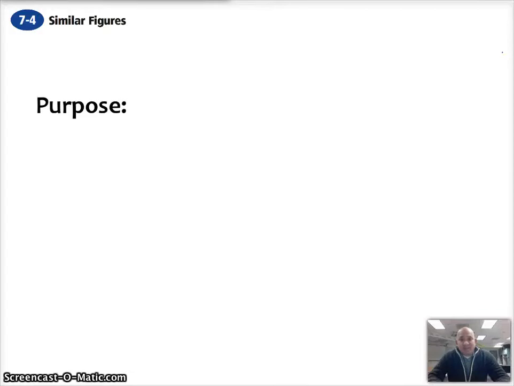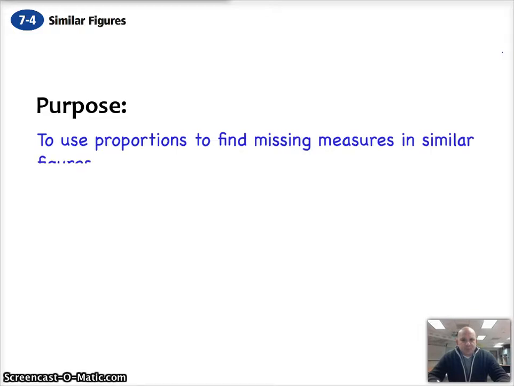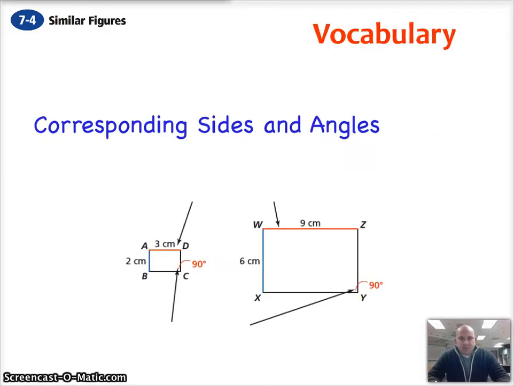Hi class, today's lesson is lesson 7-4 in our unit on proportions. Today's purpose is to use proportions to find missing measures in similar figures. We're going to look at a little bit of geometry over the next couple lessons and deal with proportions in the context of geometry. Here's our first vocabulary terms: corresponding sides and angles.